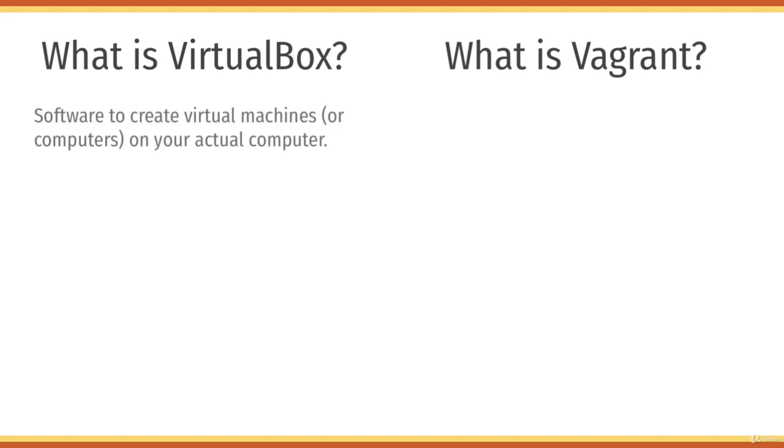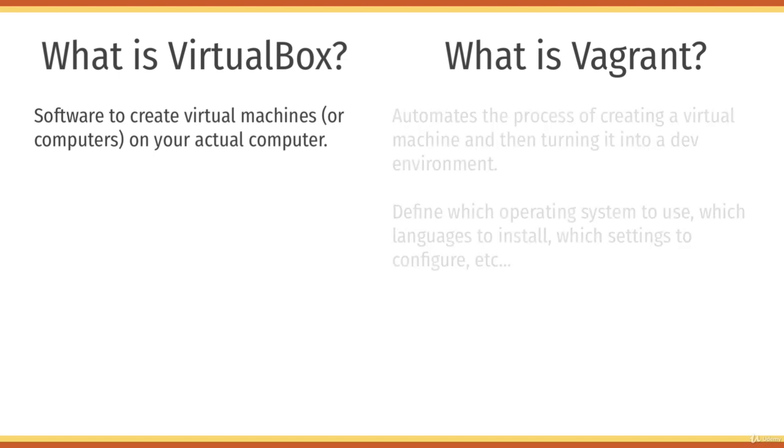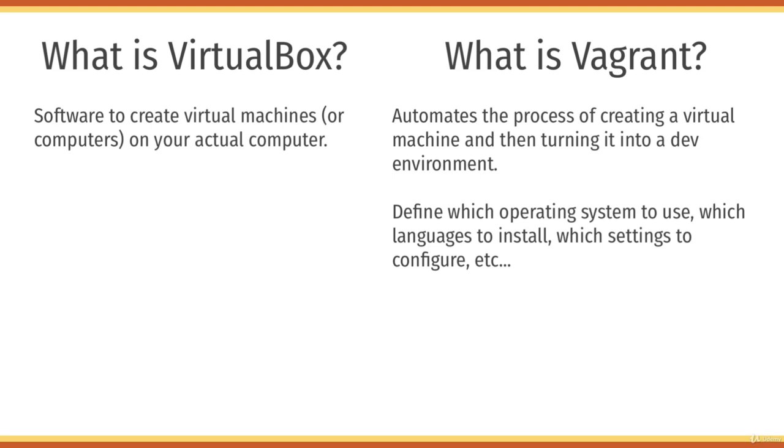So VirtualBox is free software that you can use to create virtual machines, or virtual mini little computers, within your main computer. Okay, and what is Vagrant? Well, it's a tool that automates the process of turning a virtual machine into a development environment. Now, it's worth noting that using VirtualBox and Vagrant is significantly more difficult to use and set up than the other solutions like Local by Flywheel and MAMP.